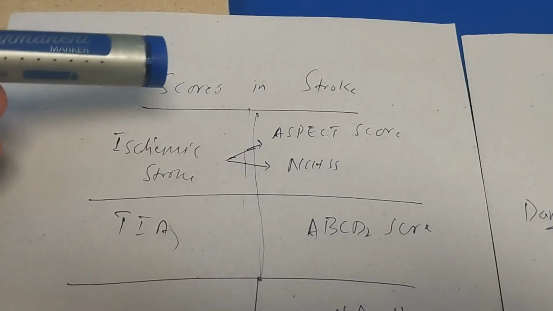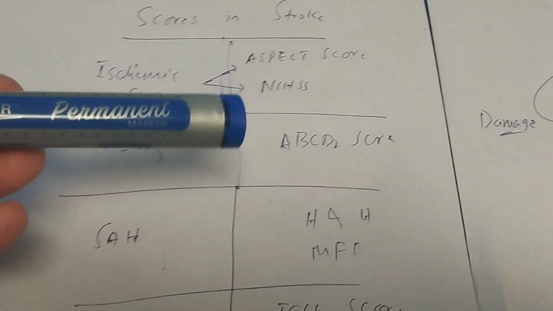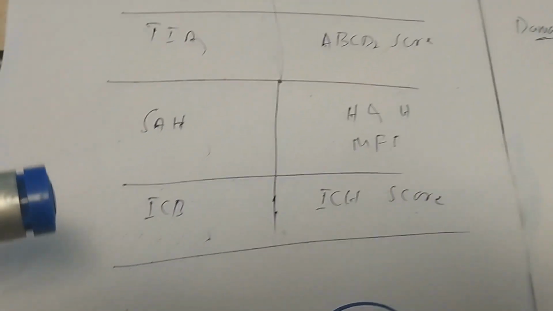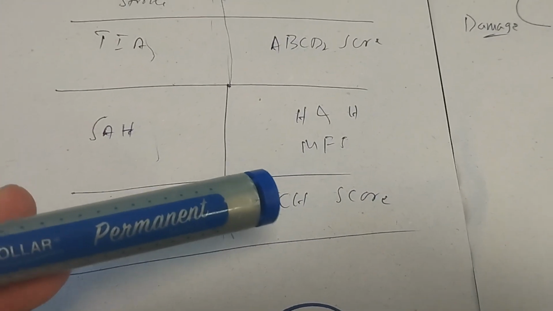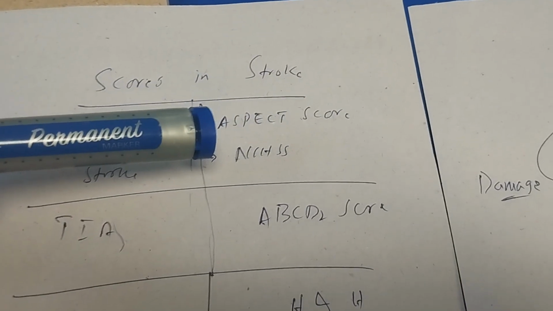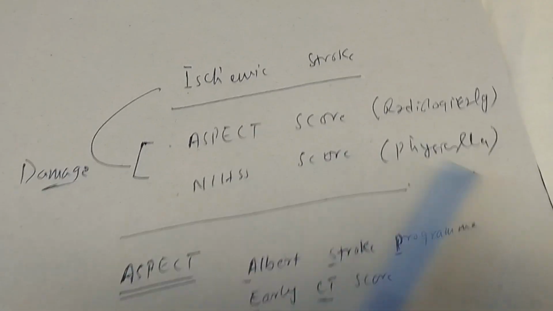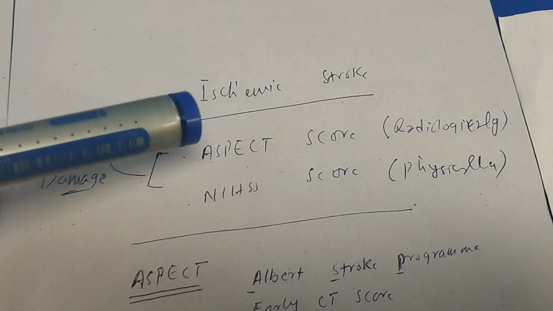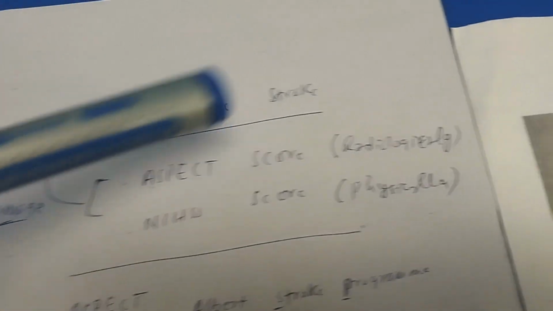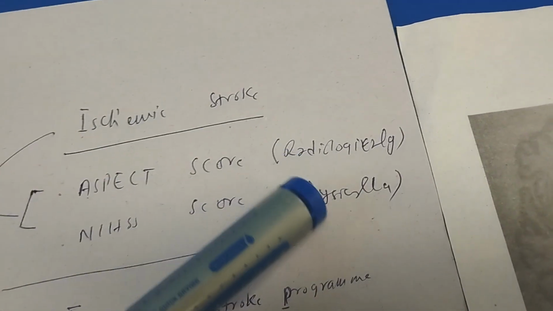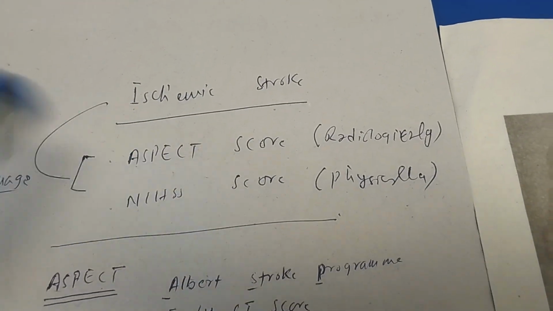We had already uploaded videos on transient ischemic attack, in which we find the ABCD score; in subarachnoid hemorrhage, in which we find the HNH and MFS classification; and in ICH, we find the ICH score. Today we are going to talk about the two scores in ischemic stroke: the ASPECT score and the NIHSS score. The damage of ischemic stroke is calculated by the ASPECT score and the NIHSS score. The ASPECT score is radiological, and the NIHSS score is physiological, I mean on examination. So today we are going to talk about the ASPECT score.